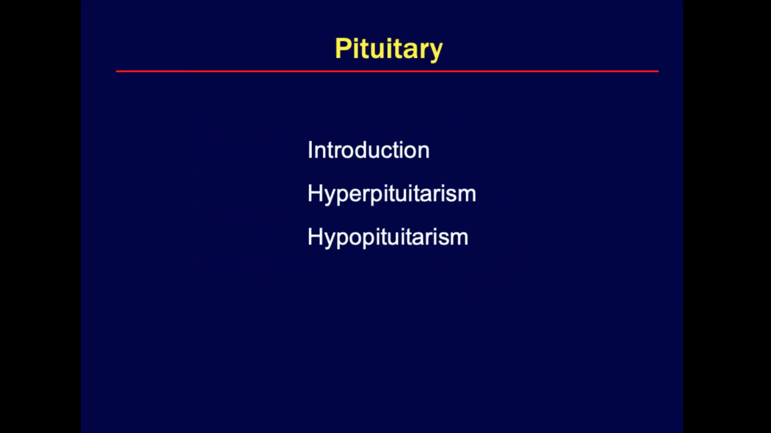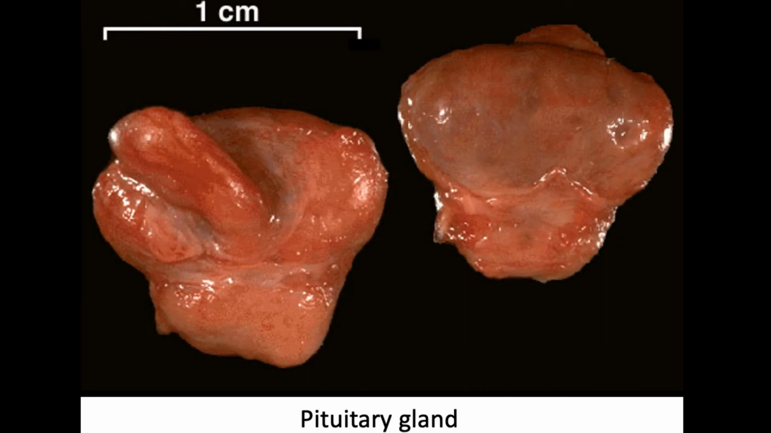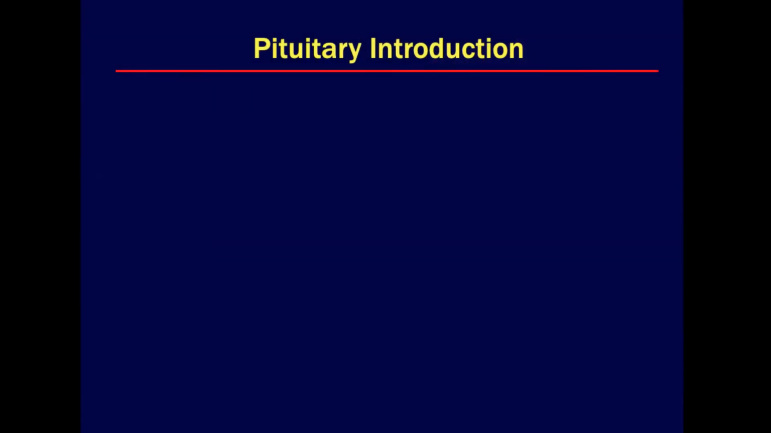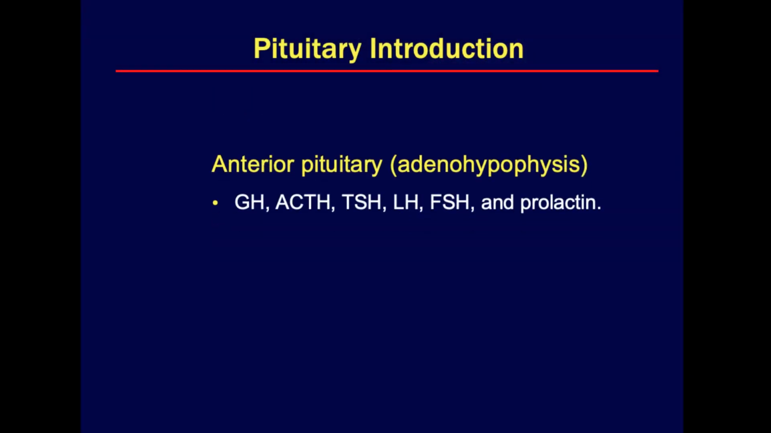And so we're going to go through hyperpituitarism and hypopituitarism. And then prior to that, I'll give you a little introduction talking about the hypothalamus and the pituitary gland. So as you can see here, this is a pituitary gland. And the pituitary gland is divided into two parts. You have the anterior pituitary and the posterior pituitary.